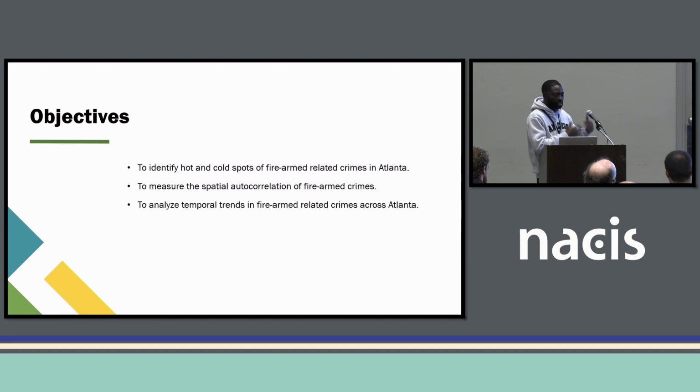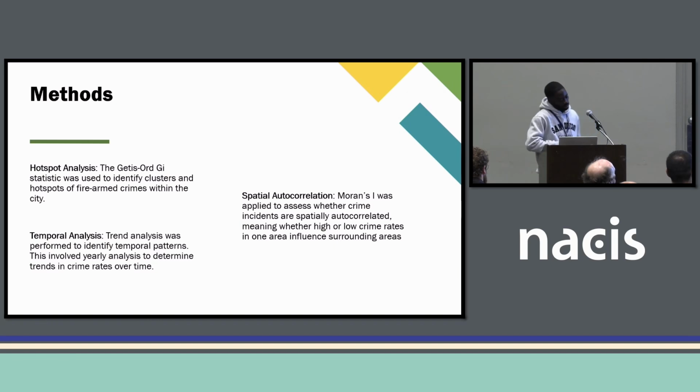My objective is to identify hotspots and cold spots of firearm-related crimes in Atlanta, to look at areas in which crime is really high, to look at the spatial correlation of firearm crimes, and to do a temporal trend on firearm-related crimes across Atlanta. The method I use is the Getis-Ord Gi* hotspot analysis in ArcGIS Pro to identify areas that show high clusters of crime. For the autocorrelation, I use Moran's I to assess how correlated the crime is. And I also did the temporal analysis.